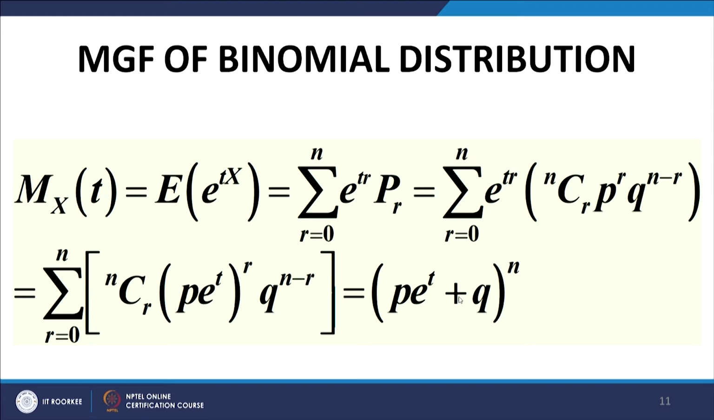So, let us put e to the power tx and sum over r all the possible values of x. Because we are taking expectation, we have to sum over all possible values of r, which is 0 to n, because there are a total of n trials and the number of heads can vary from 0 to n. So, e to the power tr times p of x equal to r, substitute the value as nCr p to the power r q to the power n minus r, and when you simplify this, you get (p e to the power t plus q) to the power n.